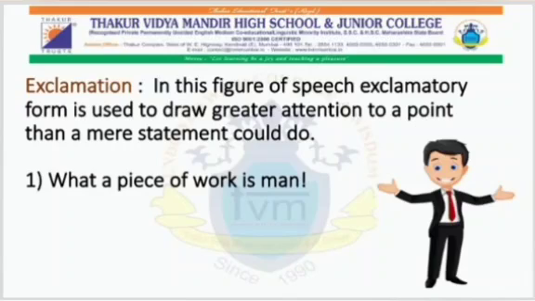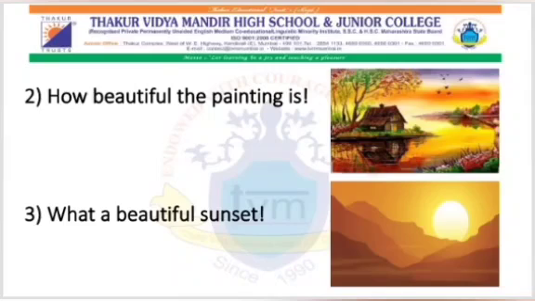Let us see some more examples. How beautiful the painting is. What a beautiful sunset. How good it tastes. In all these sentences, you will see the exclamation mark. What is an exclamation mark? It is a straight vertical line with a dot below this. In exclamatory sentences, we use exclamation mark. Just find the difference. What is exclamation and what is exclamatory? Exclamatory sentence, exclamation mark. Understood, children?